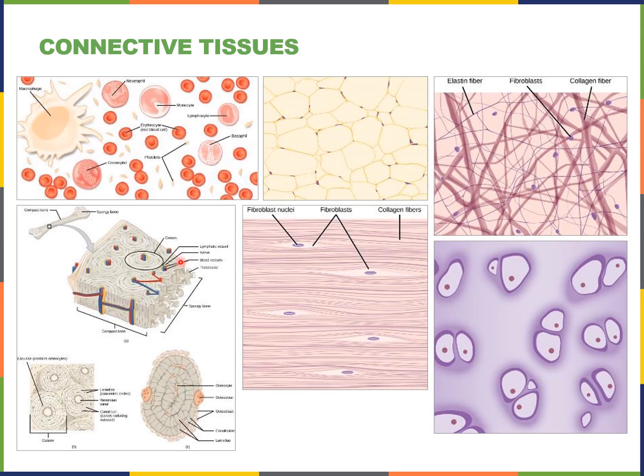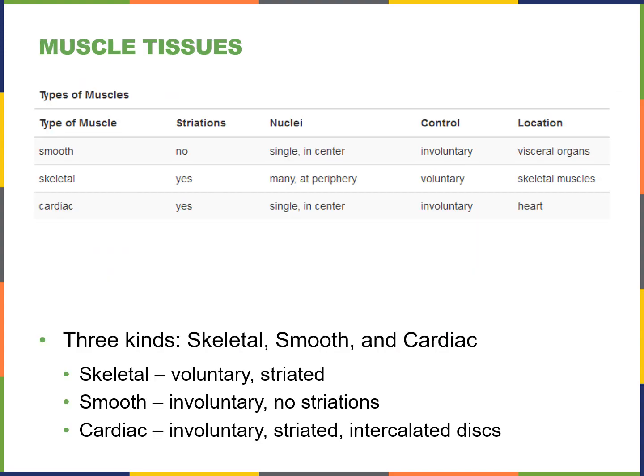So some examples that you'll see here, we can see our blood cells, and then we can see a few other samples here. Here's our fibroblasts that we can see with the nucleus in there. We see these collagen fibers. So you'll get a pretty good idea reading through the text as well of different kinds of connective tissues that we see. For muscle tissues, we've only got 3 kinds, so it's pretty easy to remember.